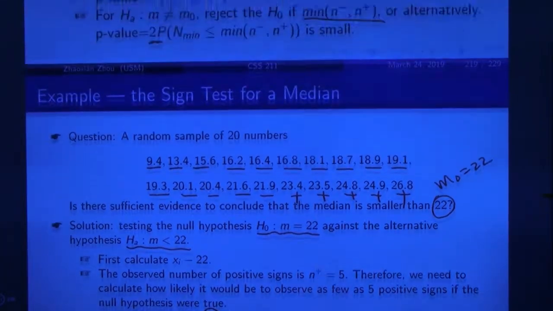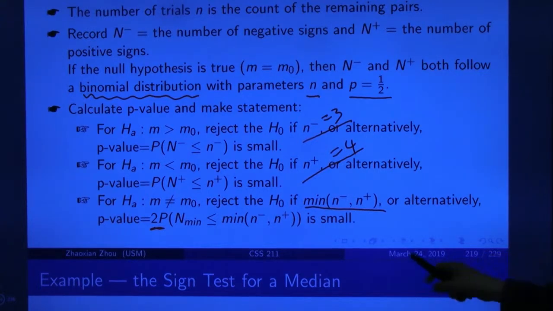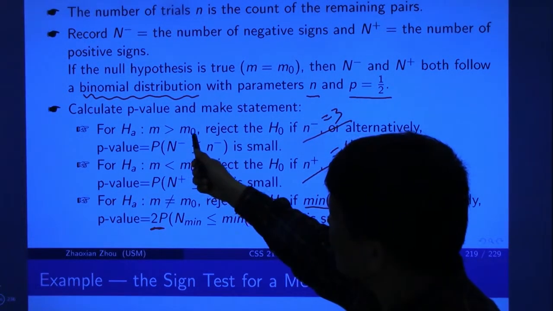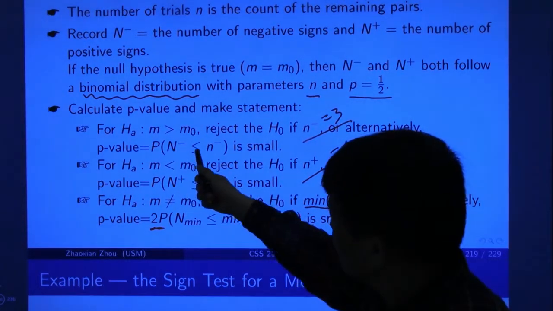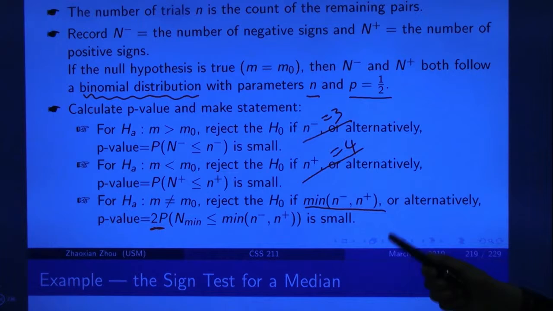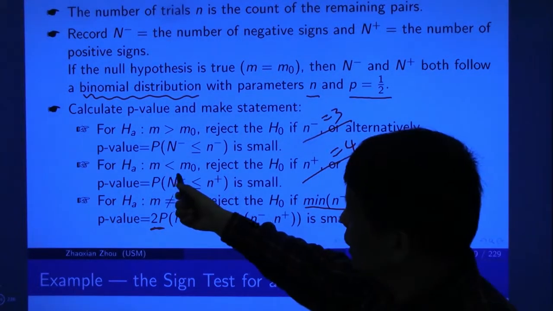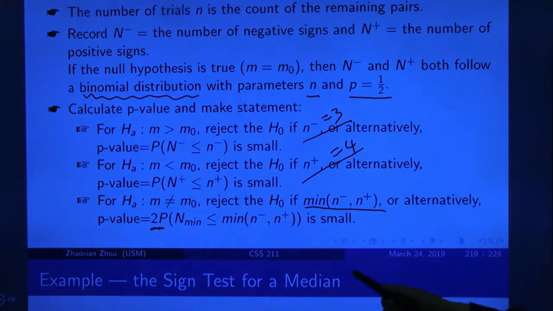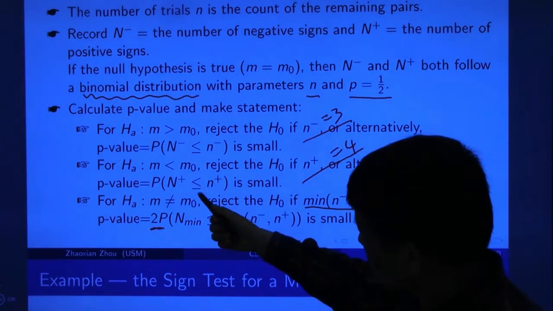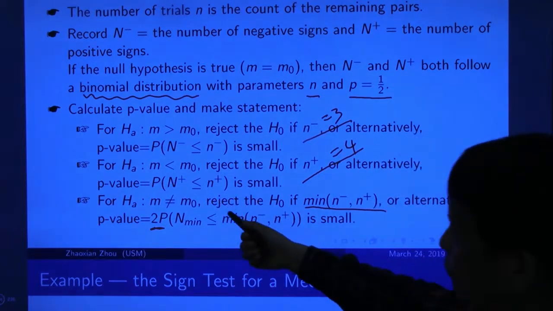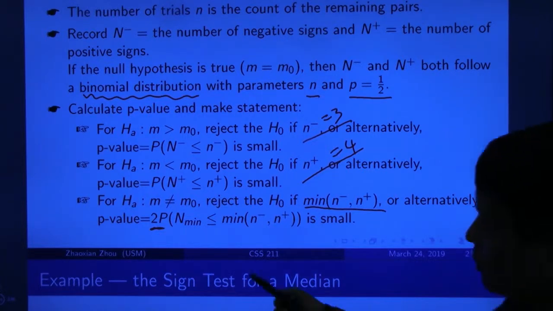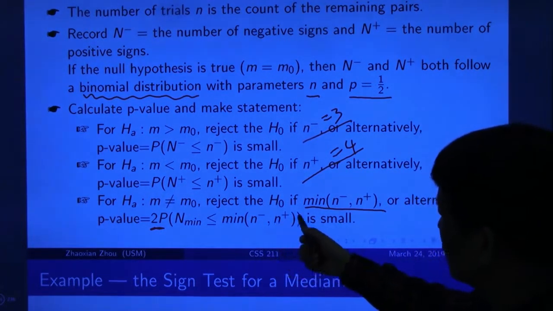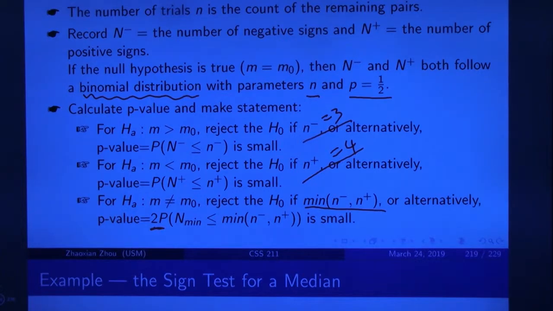Based on this, if we want to test whether the median is greater than some number, then we test whether the p-value for N minus is too small. If we want to test whether the median is less than some number, then we test whether the p-value corresponding to the number of positive signs is too small. If we want to do a two-sided test, then we test the minimum of N minus and N plus.